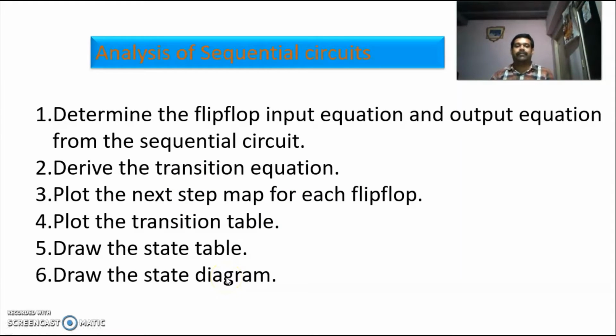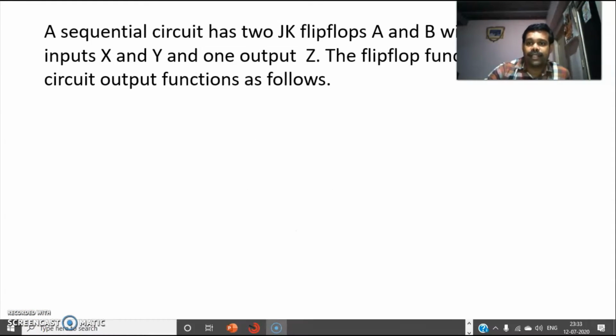So the steps are: first, we have to determine the flip-flop input equations and output equation from the given sequential circuit. Then we have to derive the transition equation. Then you have to plot the next state map for each flip-flop. Then we have to plot the transition table. Then you have to draw the state table. Then you have to draw the state diagram. Next we are going to see a problem.